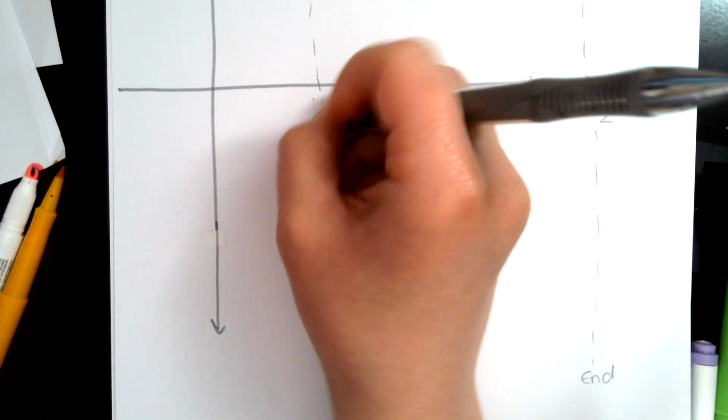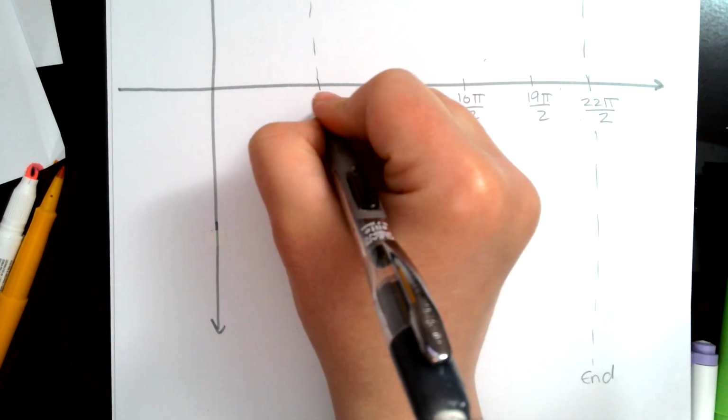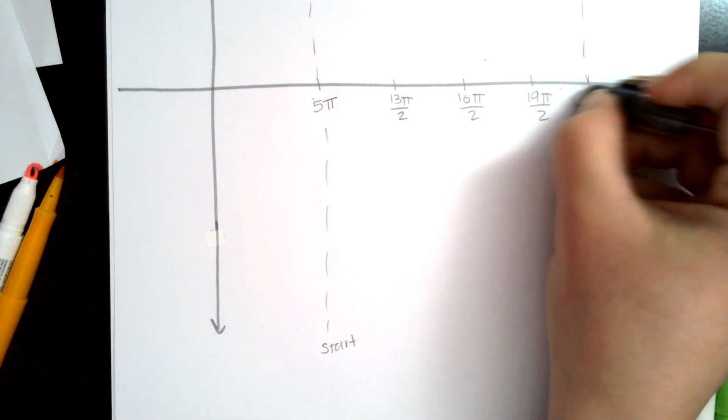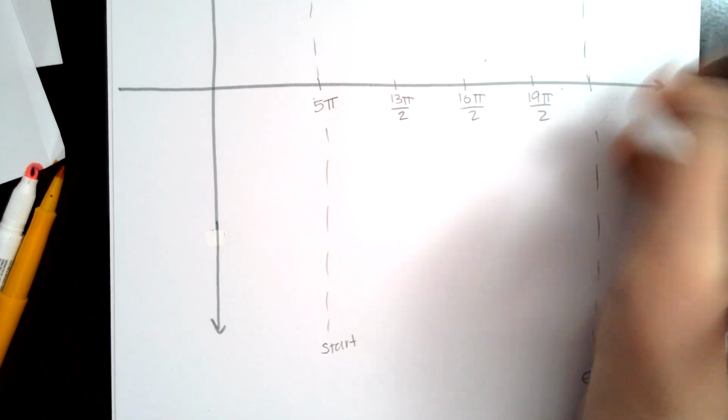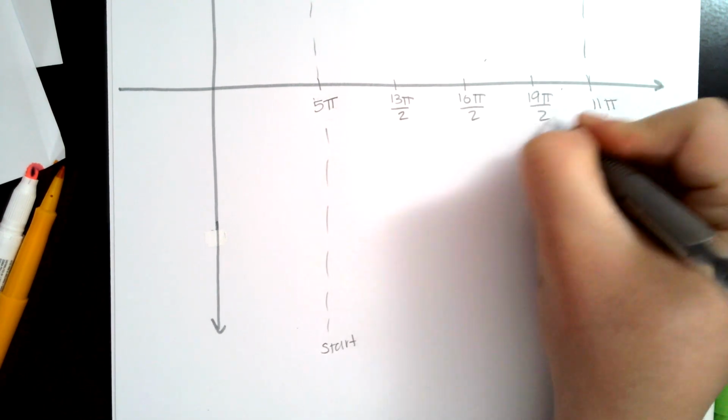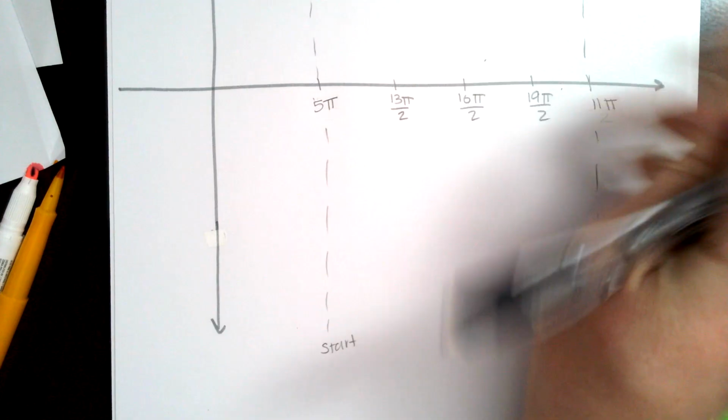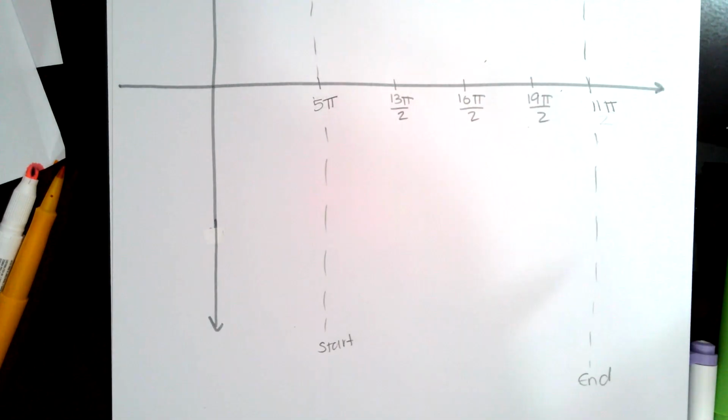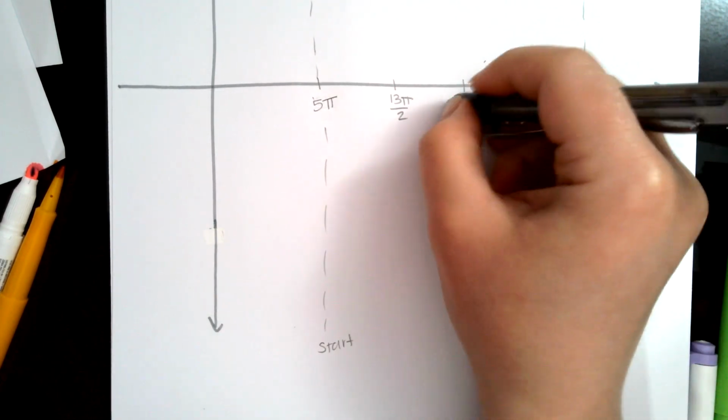So our original start was at 5 pi. Our original end, 22 divided by 2 is 11 pi. 19 and 2 do not get along. 13 and 2 do not get along. But 16 and 2 do. And that's going to be 8.